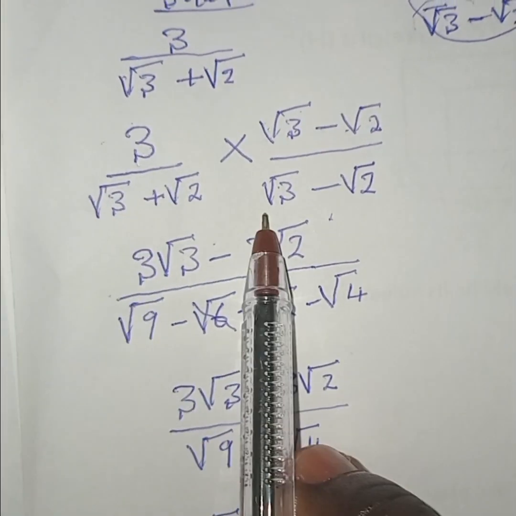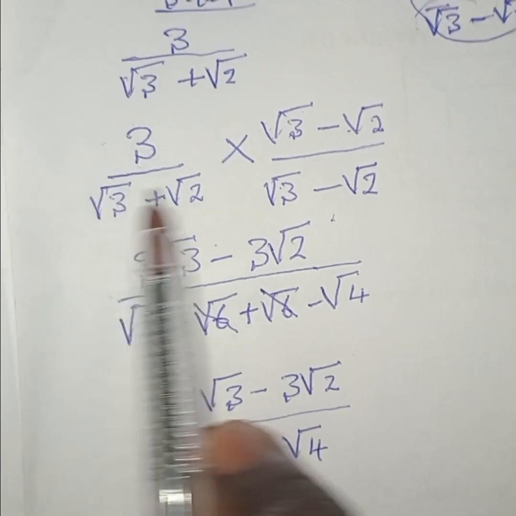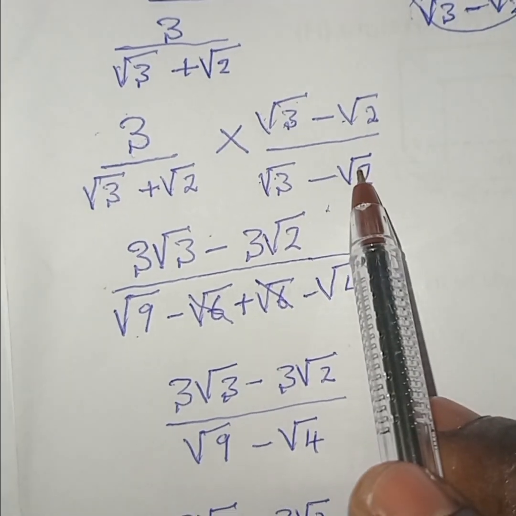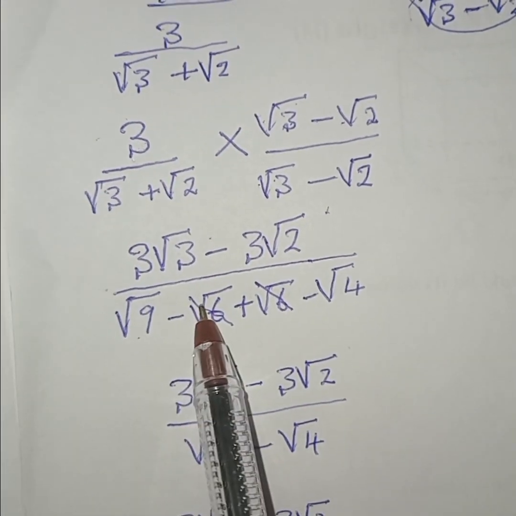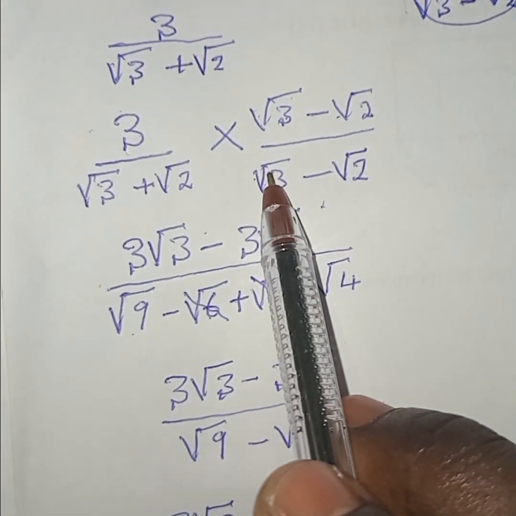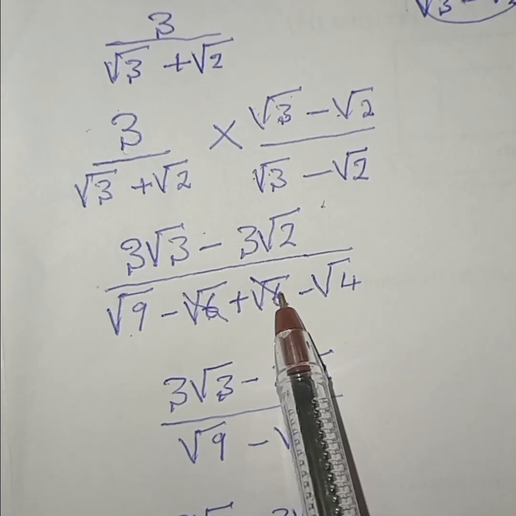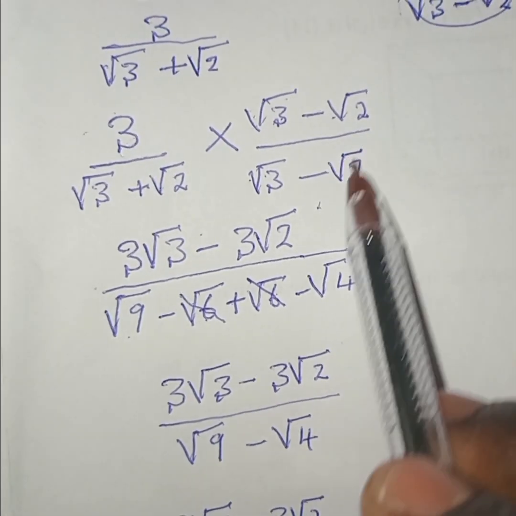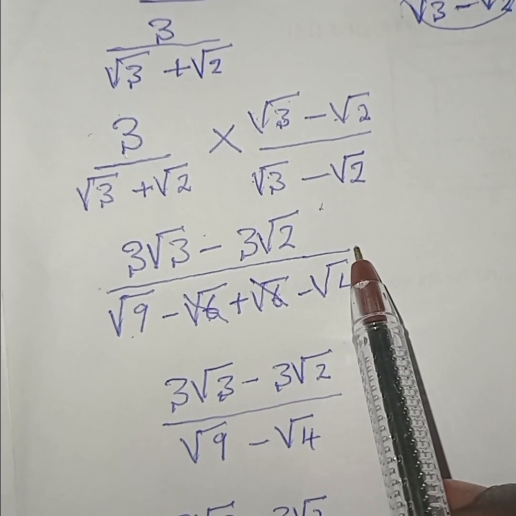Now the denominator side, square root of 3 multiplied by square root of 3 will give you square root of 9. Square root of 3 multiplied by negative square root of 2 will give you minus square root of 6. Plus square root of 2 multiplied by square root of 3 will give you plus square root of 6. Plus square root of 2 multiplied by negative square root of 2 will give you minus square root of 4.